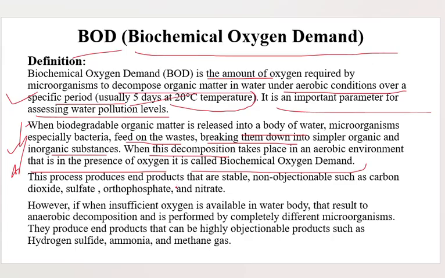They produce end products that are stable and non-objectionable, such as carbon dioxide, sulfate, orthophosphate, and nitrate. They are stable and non-objectionable. That means they are not that harmful to our environment. However, if there is insufficient oxygen available in that water body, then there is a problem.